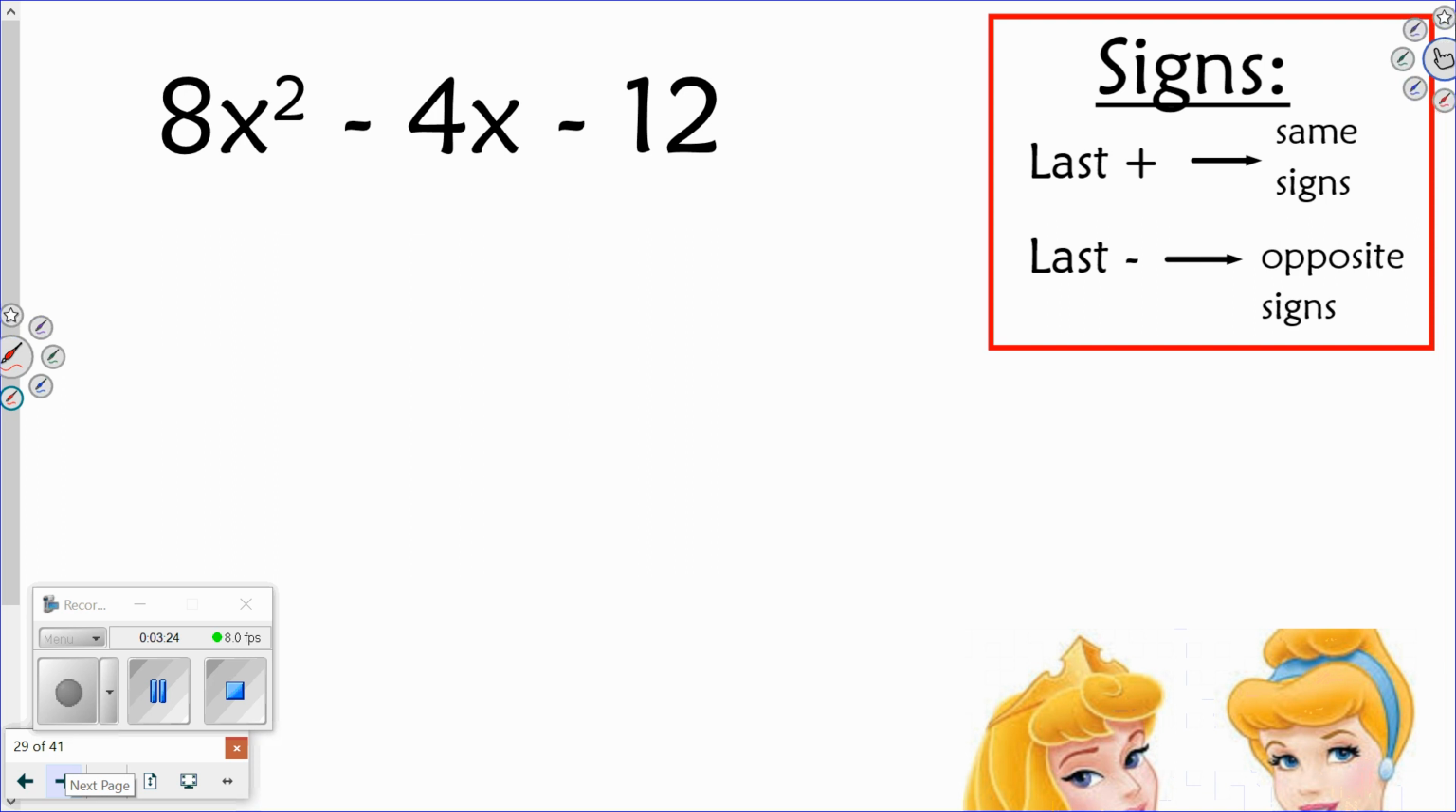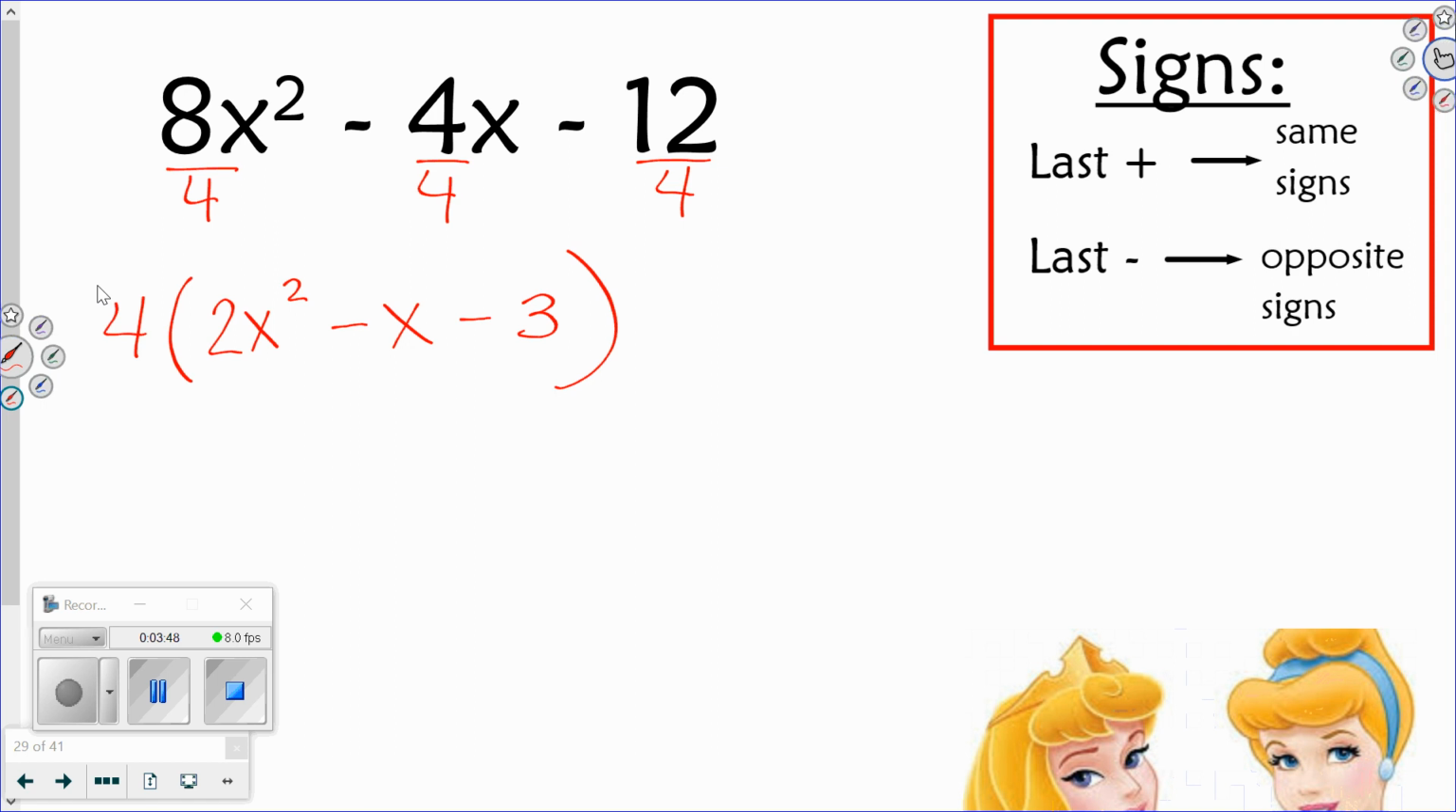8x squared minus 4x minus 12. Good. Actually, I got a 4. So we're dividing them all by 4. Divide them all by 4. What do we have left? Good.